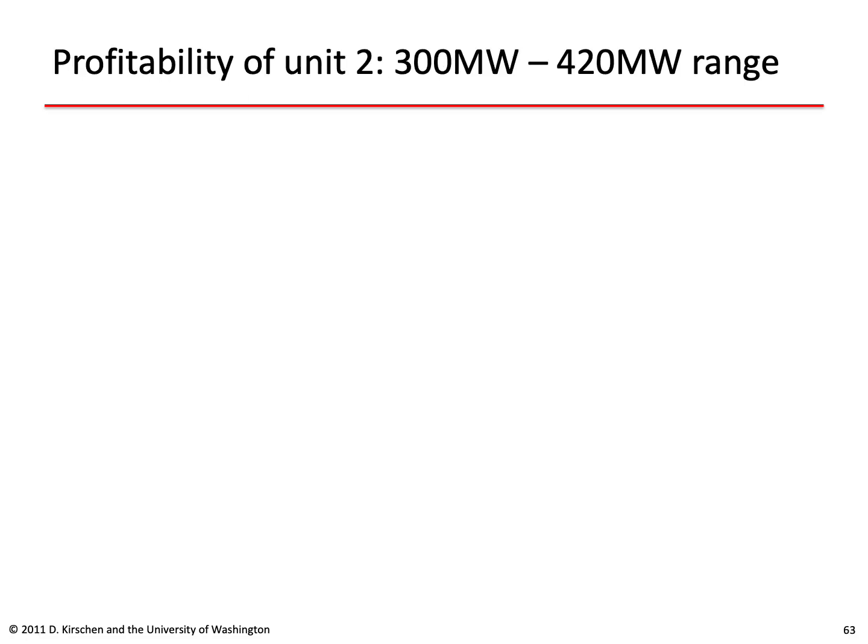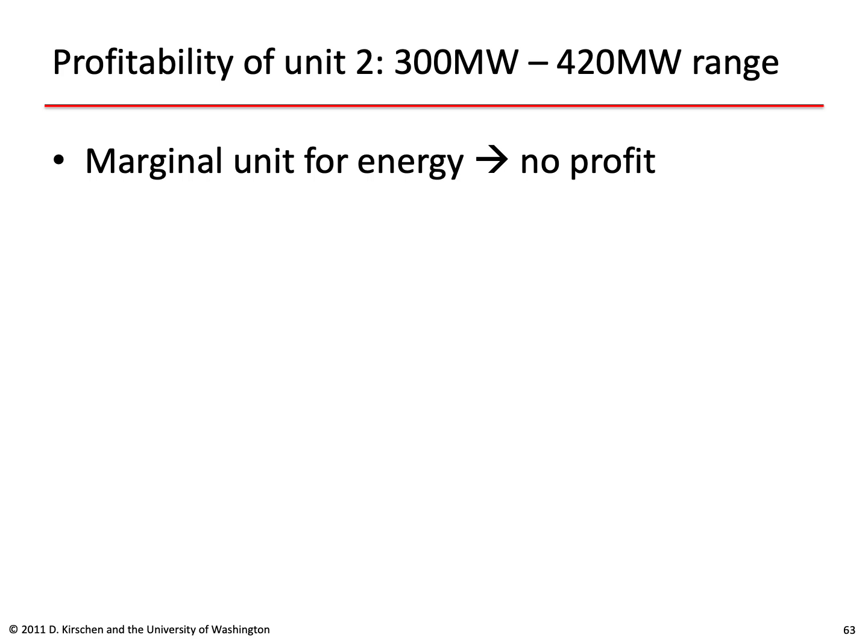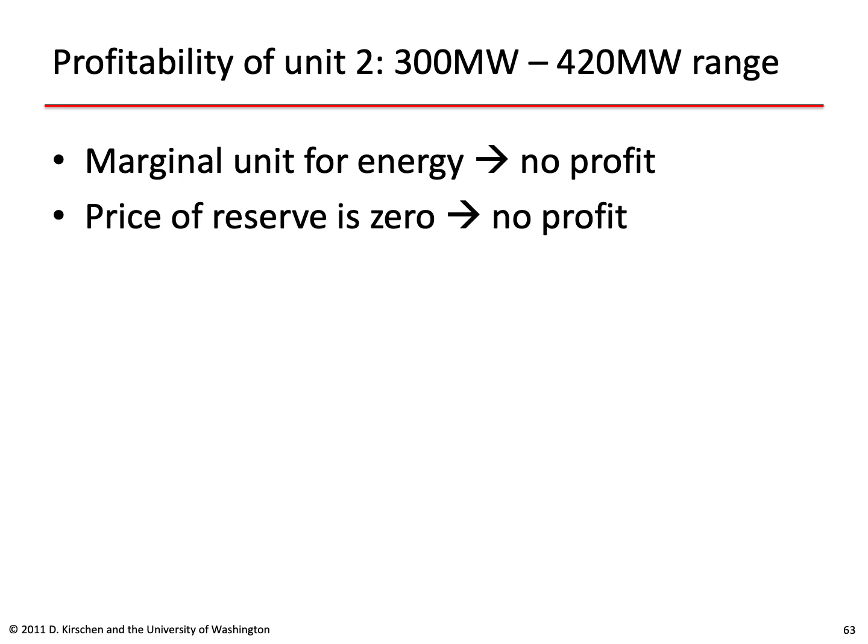Let's explore whether these units make a profit from providing this reserve. And again, we need to look at these different load ranges separately. So starting with the range between 300 and 420 megawatts, we notice that in that range, Unit 2 was the marginal unit for energy. It was therefore not making a profit on the sale of energy. And during that range, the price of reserve was 0. It was also therefore not making any profit on the provision of reserve.